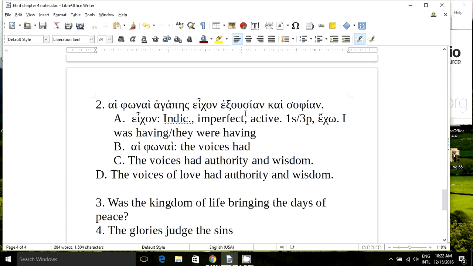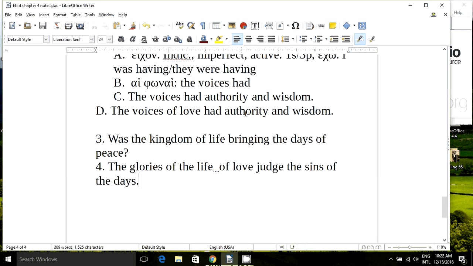Now I go back and fit the rest of the words in. The glories tes zoes, of the life, of love, agapes, judge the sins, ton hemeron, of the days. So, then you go back in English and we get rid of a lot of these thes. The glories of, we would just say life. The glories, no, we wouldn't. We would say of the life of love. Judge the sins of the days. Maybe we would use all those thes. I don't know. It's kind of a weird sentence.